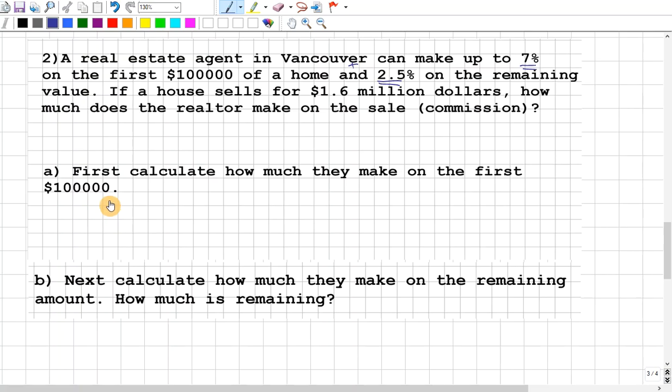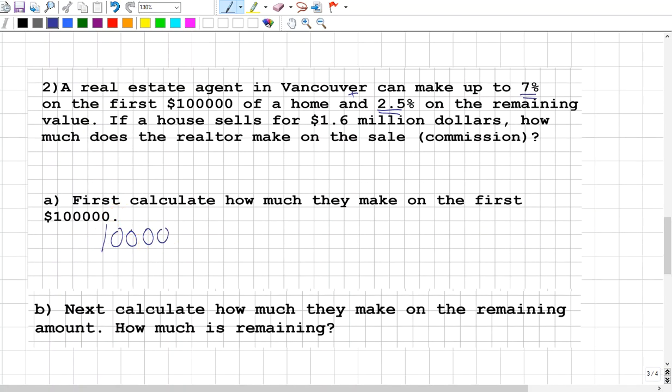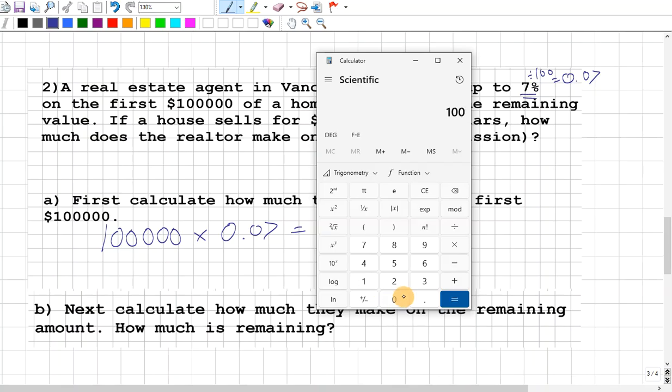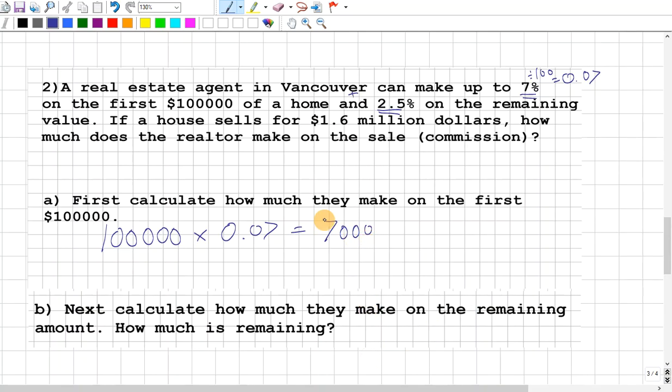So on the first 100,000, we take, of course, 100,000, and we multiply by the percent, dividing by 100. So that's 0.07. We multiply by 0.07 because that's the percent they make on the first 100,000. They don't make the 2.5% on that, they make that on the remaining. So I multiply these two values together to get the first amount. 100,000 multiplied by 0.07, and they make $7,000, which is quite a lot of money, on the first 100,000.